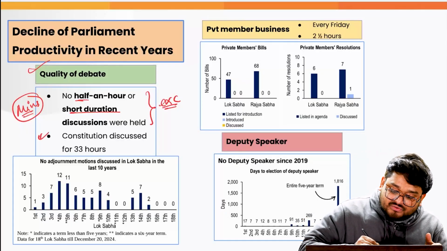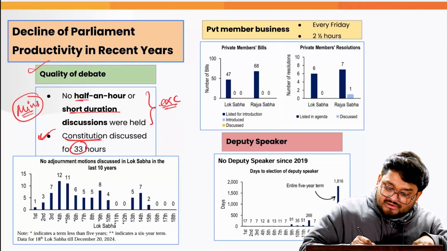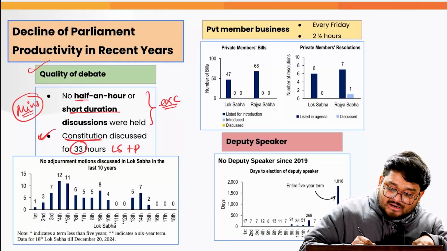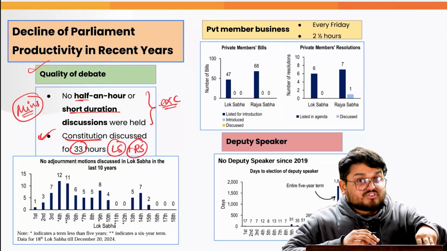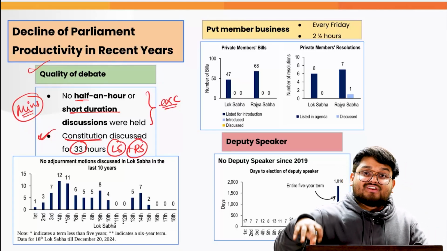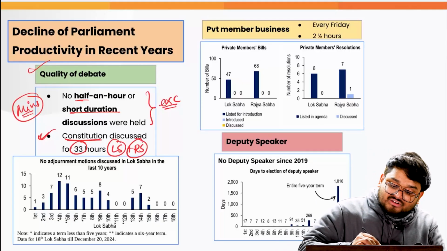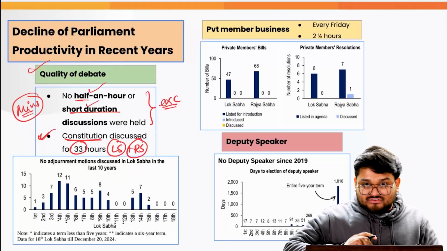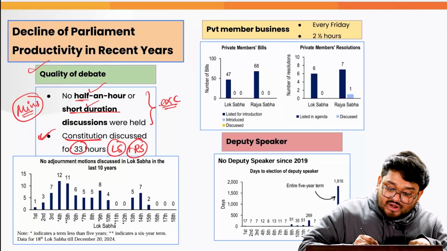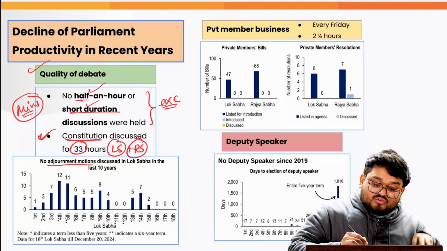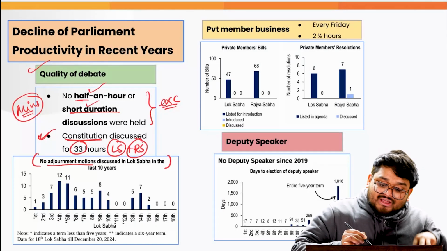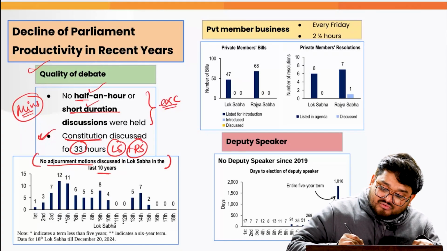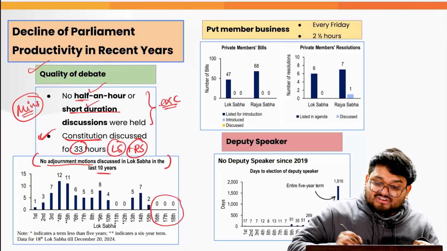Also, the Constitution was discussed for 33 hours in Lok Sabha and Rajya Sabha combined, but the various questions on various issues going on, with reference to the economy or various other aspects, were not discussed in a half-an-hour or short duration discussion. Also, the adjournment motions, correct, we have to understand, have not been discussed in the Lok Sabha in the last 10 years. When we talk about the 16th, 17th and 18th Lok Sabha, there has been no discussion on this.